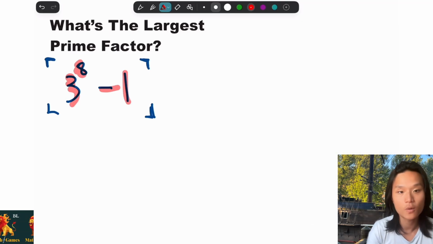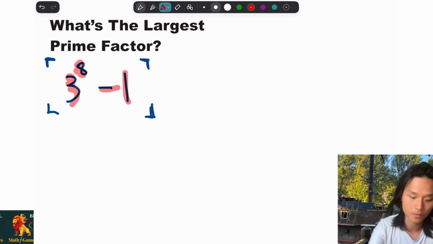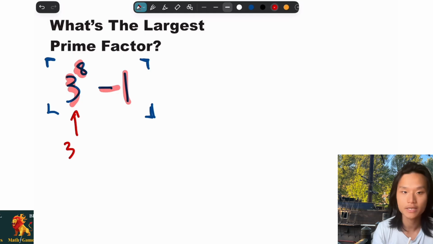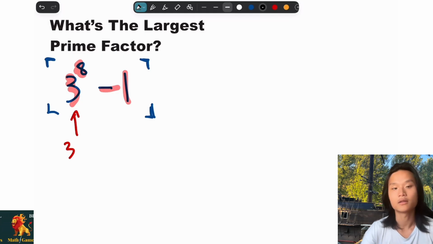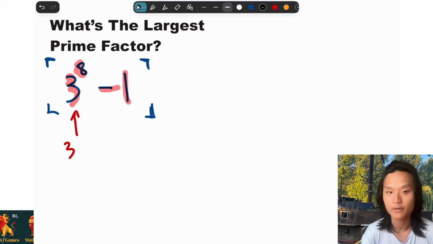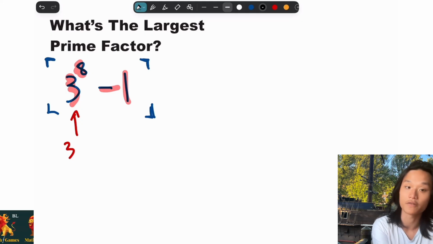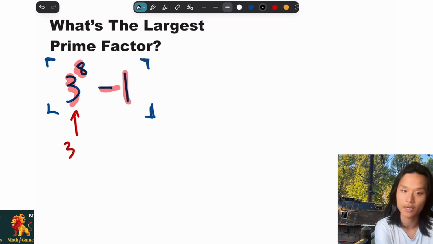So this is quite a big expression because we are multiplying 3 by itself 8 times, and then we are taking 1 away from that. Now, obviously, we can use a calculator, we can use ChatGPT, or we can use any software, but there is a clean way we can find out the answer.